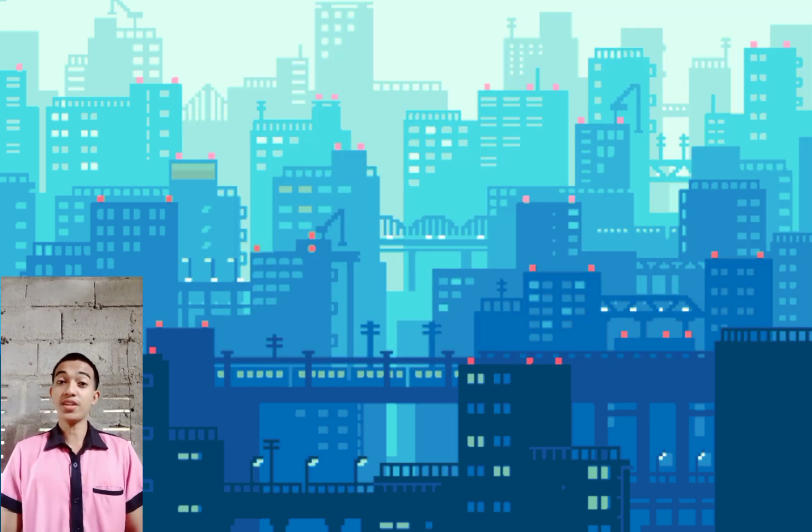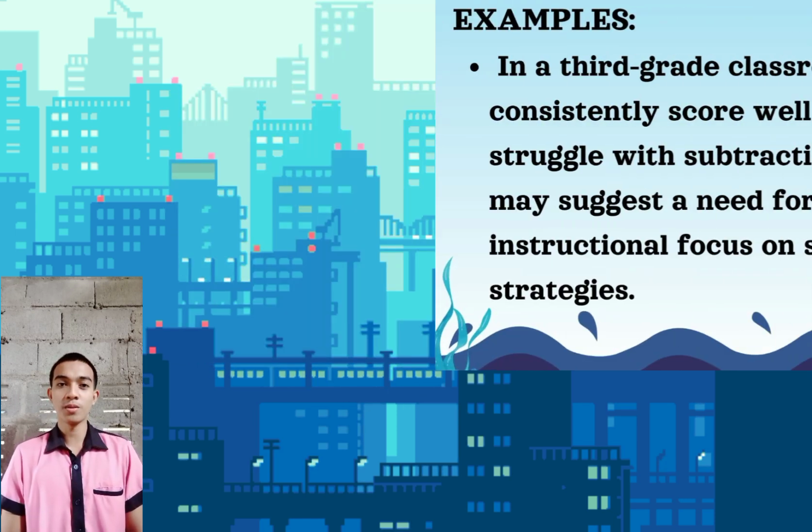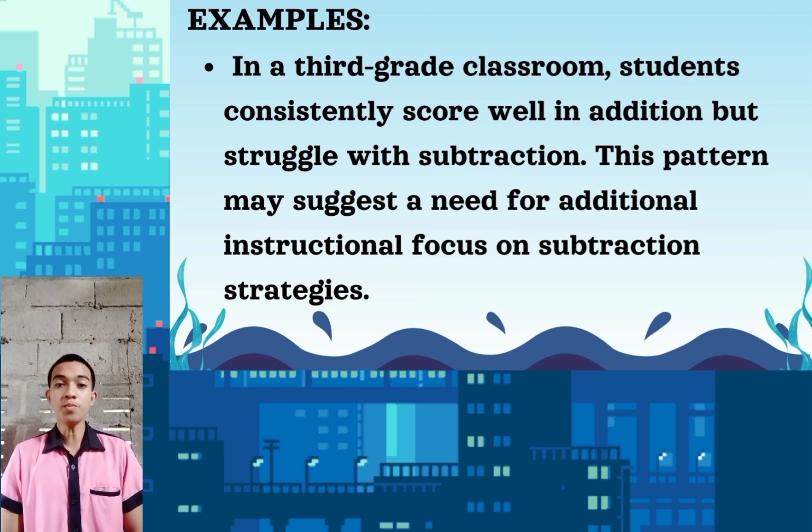Alright, let's first talk about patterns in student performance. Patterns refer to consistent or recurring outcomes in student performance over time. These may indicate strengths or areas where students repeatedly struggle across various assessments or activities. For example, in a third grade classroom, students consistently score well in addition but struggle with subtraction. This pattern may suggest a need for additional instructional focus on subtraction strategies.